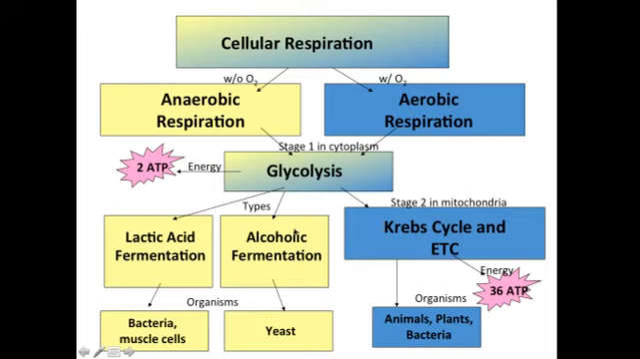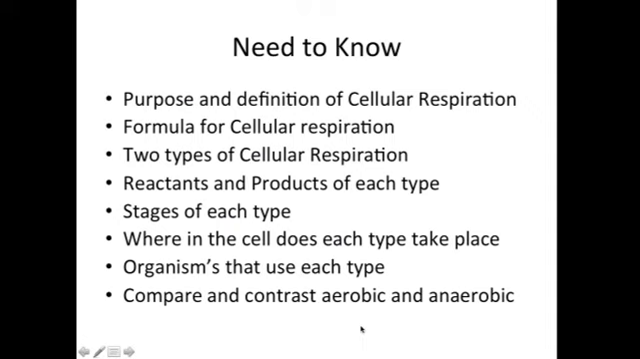If there's no oxygen present, it's going to go into, depending upon the organism, lactic acid fermentation or alcoholic fermentation. As you know, lactic acid fermentation is going to take place in our bacterial cells and muscle cells, and alcoholic fermentation generally takes place in yeast. It helps us create our beers and wines. Aerobic respiration happens in animals and plants and some bacteria. So that's, in a nutshell, a very short summary of what we learned in class about cellular respiration.